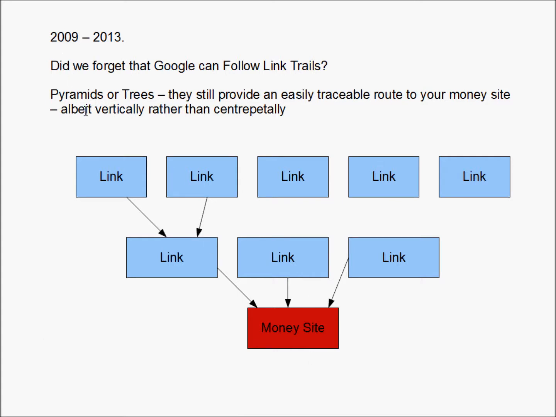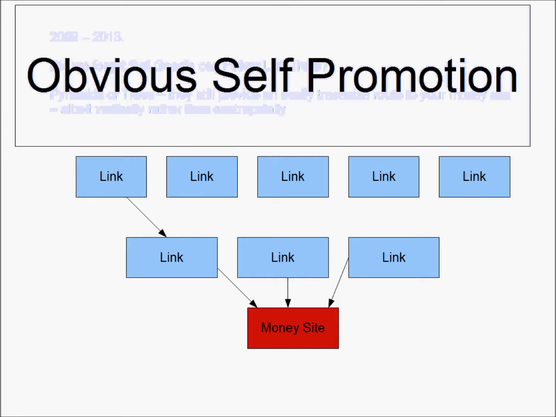It didn't take long for Google to follow the link trail again. Admittedly, it had to find these one at a time, but over a period of time it would follow the link trail again and find it. So it might just find this one, oh that leads there, that leads, oh, and it'd find one over here. But after a period of time it would build up the same picture and see how focused it all was on the money site. Obvious self-promotion.